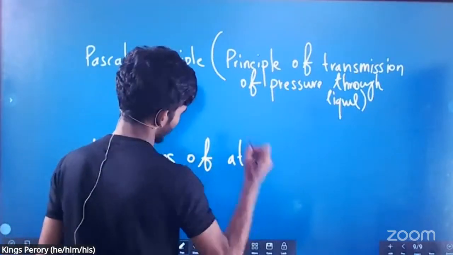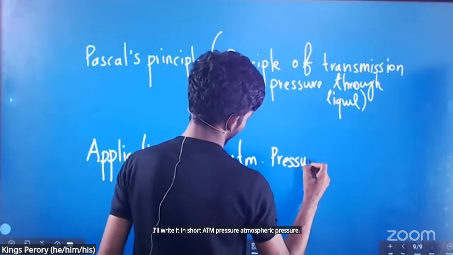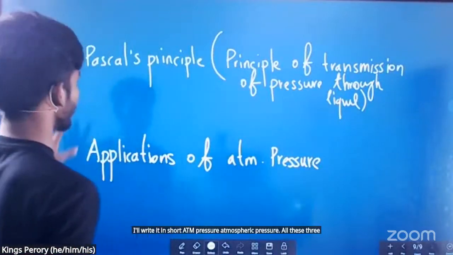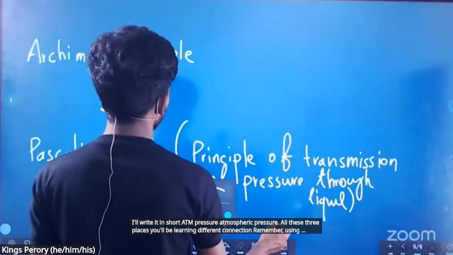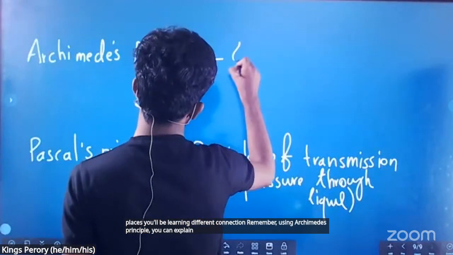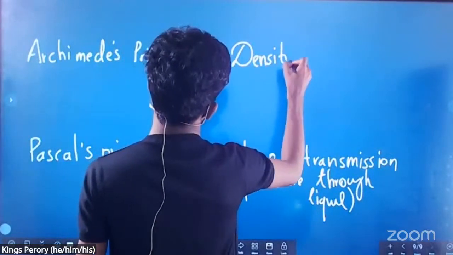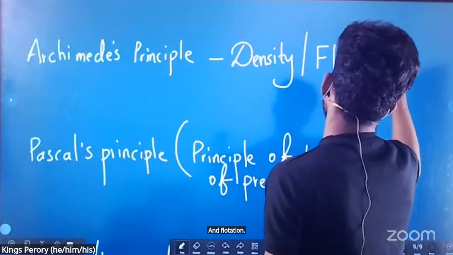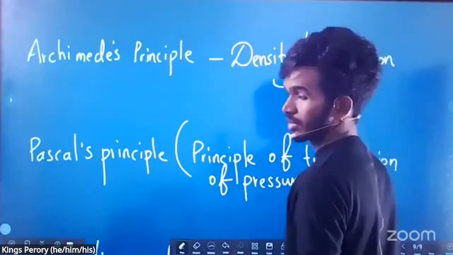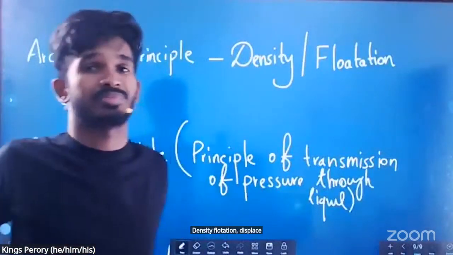I'll write it in short. ATM pressure, atmospheric pressure. All these three places, you will be learning different connections. Remember, using Archimedes principle, you can explain anything related to density and flotation. Density, flotation, displacement of a fluid.